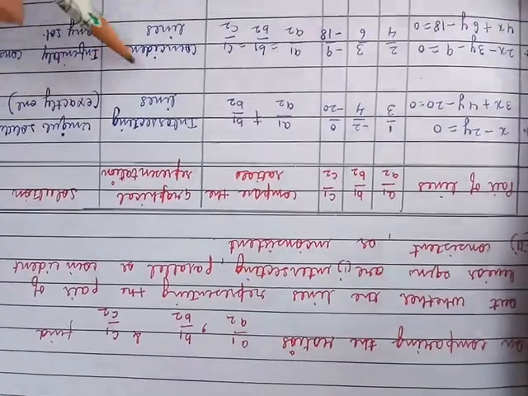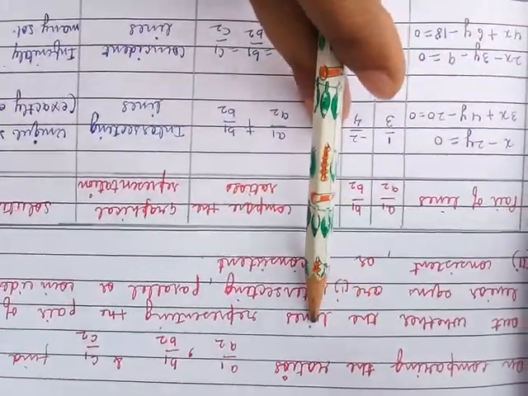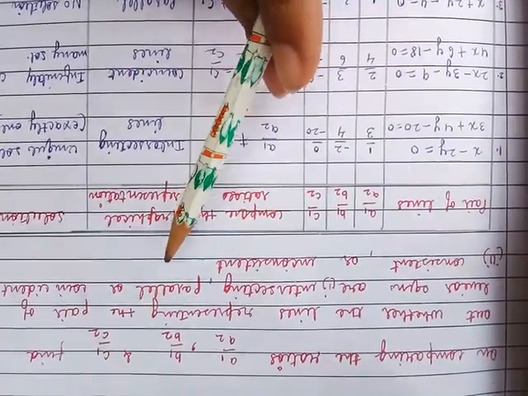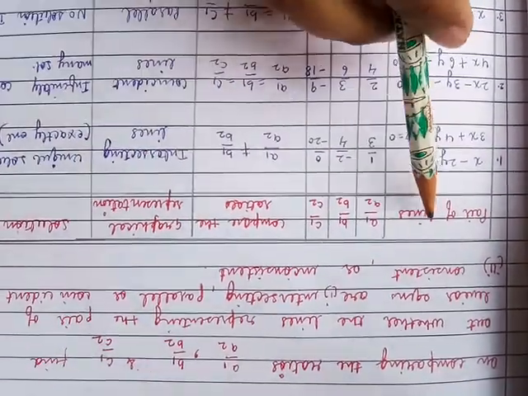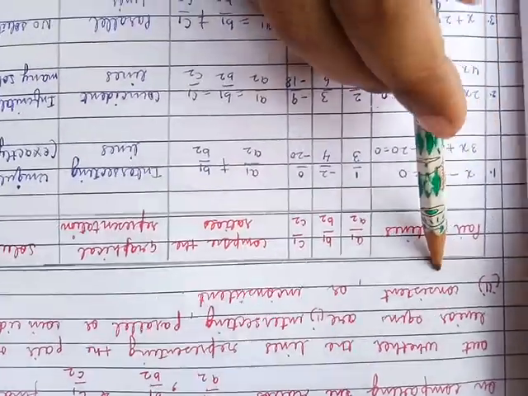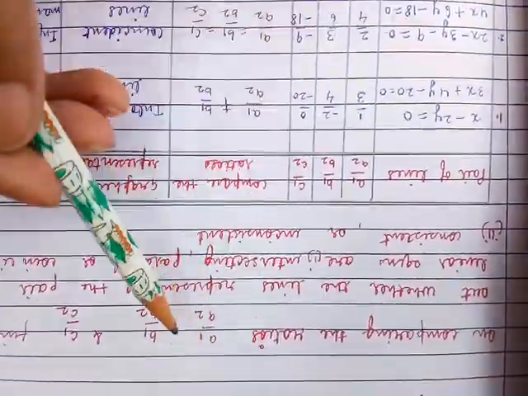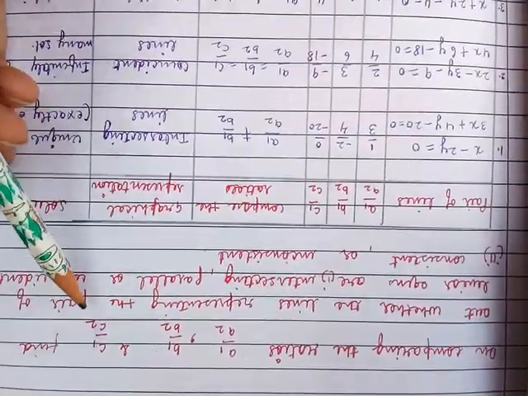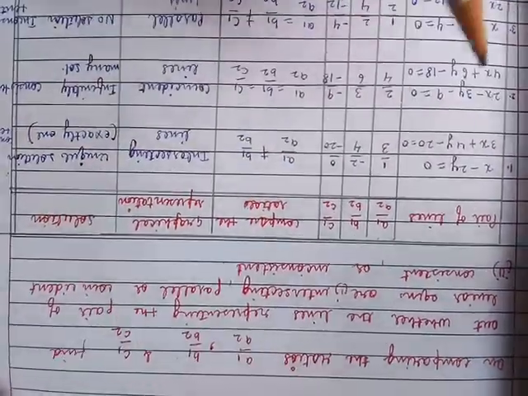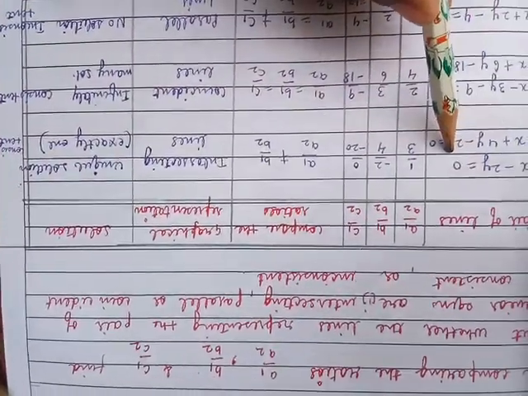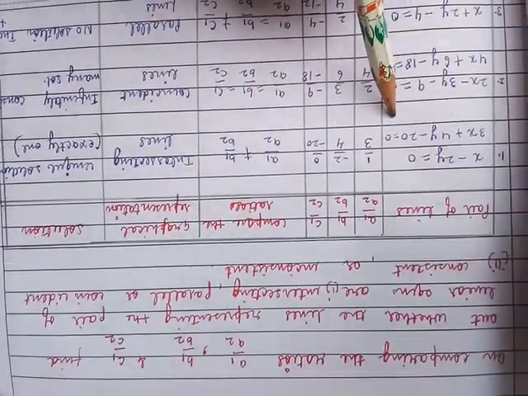Now next is, on comparing the ratios, you have to find whether the lines are intersecting lines, parallel lines, or coincident lines, or whether the pair of equations is consistent or inconsistent. So on comparing the ratios A1 upon A2, B1 upon B2, and C1 upon C2, here two equations are given: x minus 2y is equal to 0, and 3x plus 4y minus 20 is equal to 0.